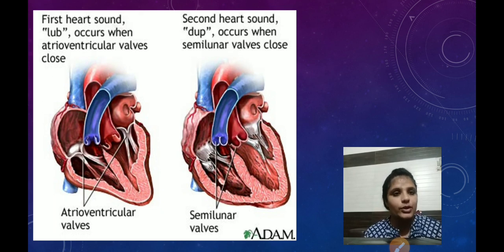There is another way to learn it. D for diastolic condition and D for dub sound. So when ventricular diastole is there, at that time we have the dub sound. When ventricular systole is there, at that time we have the lub sound. So it's easy to learn. It's not a very big deal.